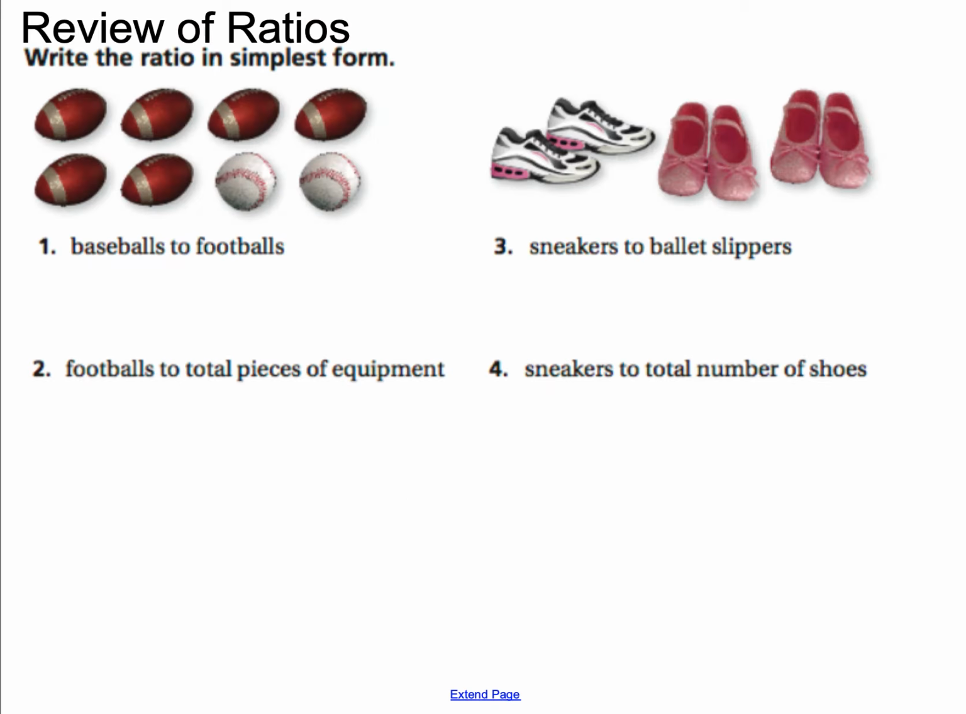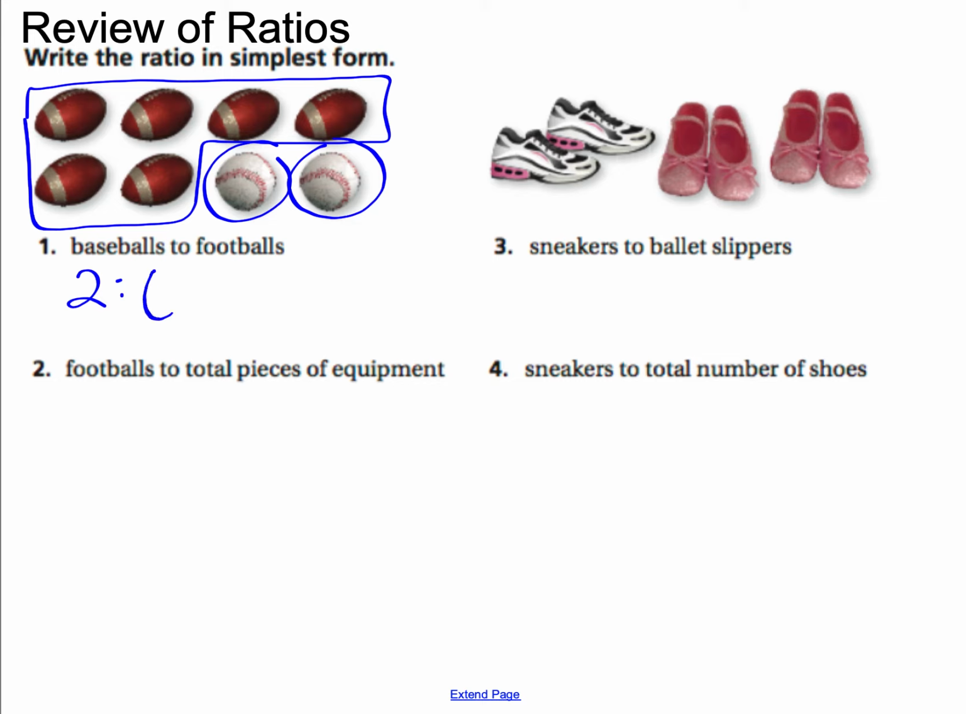Okay, quick review of ratios. We're going to be using ratios in part 2 of this lesson. We're going to write the ratio in simplest form. What's the ratio of baseballs to footballs? Okay, baseballs, there are 2 of them. Footballs, there are 6 of them. Let's go ahead and write that as a fraction. Okay, it's a ratio of 2 to 6. It wants it in simplest form. We can divide top and bottom by 2 and get a ratio of 1 to 3, or 1/3.